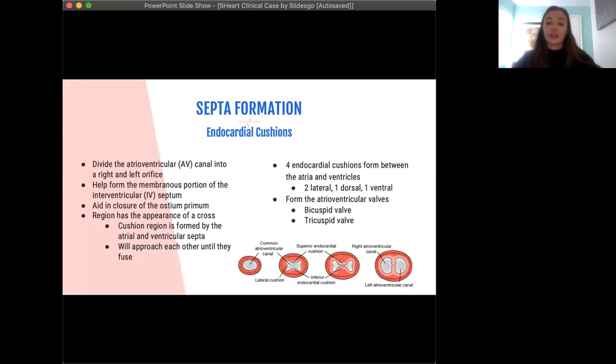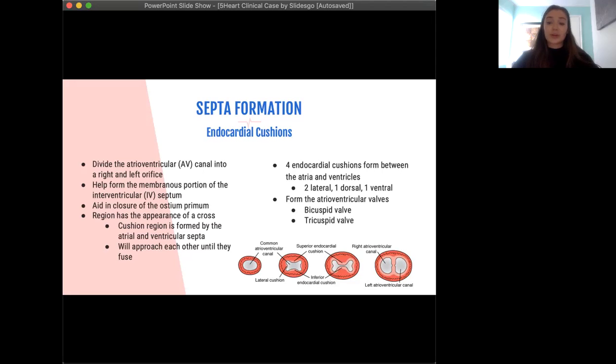So next we're going to talk a little bit about the endocardial cushions, which is essentially what forms the septum or the septa of the heart. They divide the atrioventricular or AV canal into left and right parts, which is kind of what we can see at the bottom here.